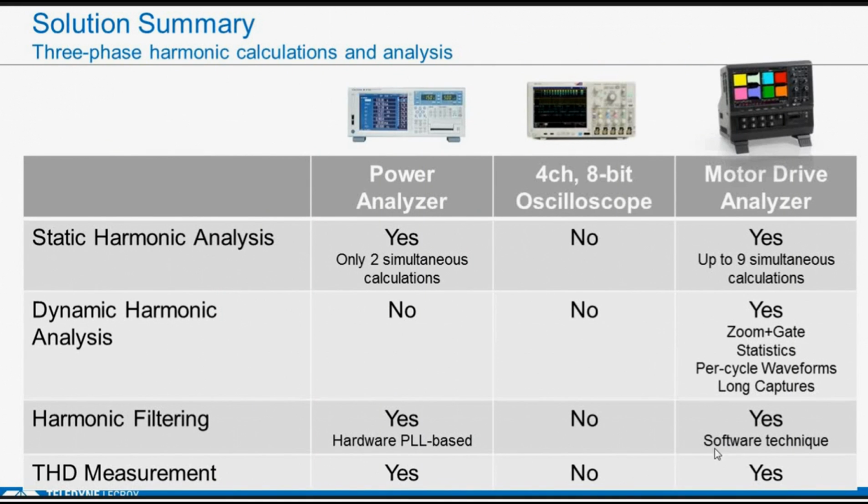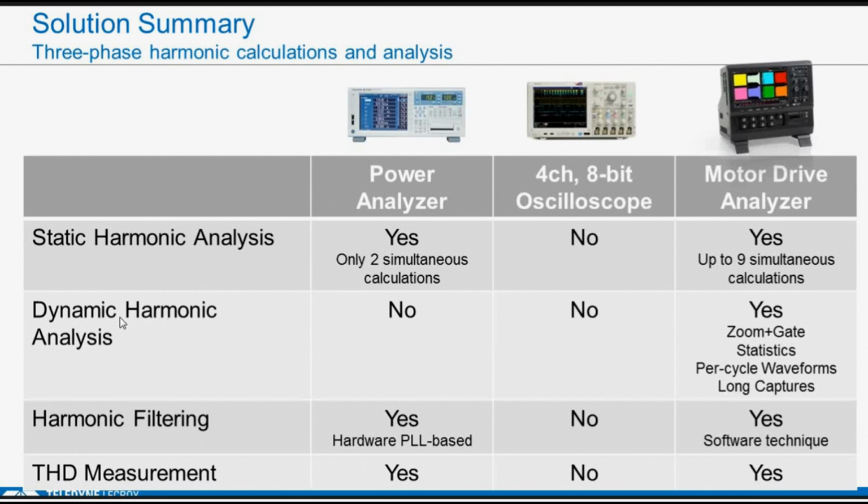Okay, so for harmonic filtering, we use a software technique, as I described before, which is very valuable. It's post-process. I can change it all I want, and it has a lot of flexibility to adapt to very dynamically changing events. Power analyzers have a hardware-based harmonic filter. It's a hardware PLL. It has a PLL loop bandwidth. It has a very limited ability to adapt from cycle to cycle, and so that is somewhat of a limitation for this kind of calculation.